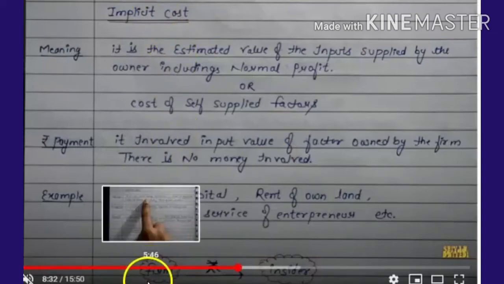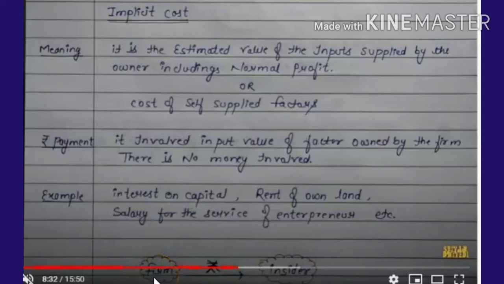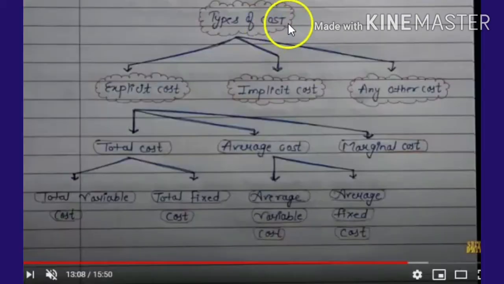So just see this, a firm is giving nothing to the insider, who is cultivating his own crop, so he will not be given any charges, so that is known as implicit cost. Types of cost: it has been classified into three costs: total cost, average cost, and marginal cost.